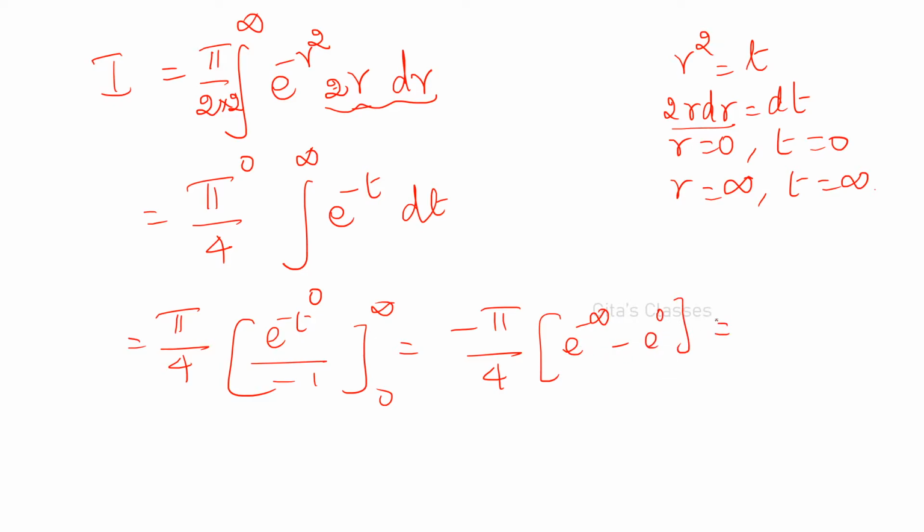Therefore, this will be minus pi by 4 into 0 minus 1. This is equal to plus pi by 4. This is the answer. Okay. Now, we have a note for this. Actually, for evaluating e power minus x squared integral dx, we can use this formula. That is, this derivation we can use.